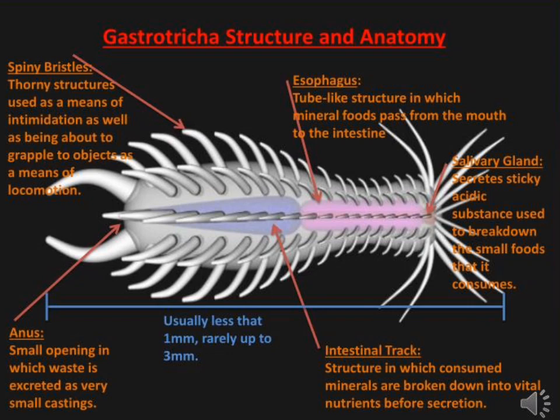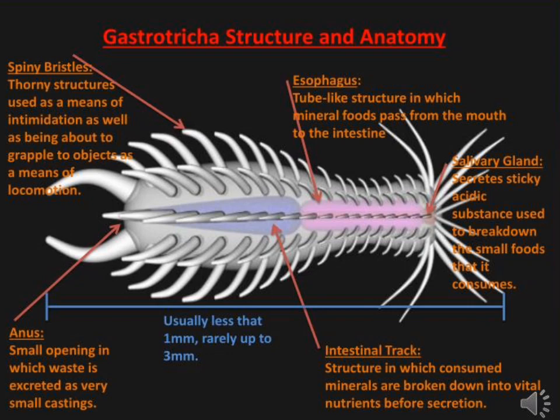First is spiny bristles. Thorny structures used as a means of intimidation as well as being able to grapple to an object as a means of locomotion. Second is the esophagus, a tube-like structure in which food passes from the mouth to the intestine. Third is the salivary gland, which secretes a sticky acidic substance used to break down the small foods that are consumed.